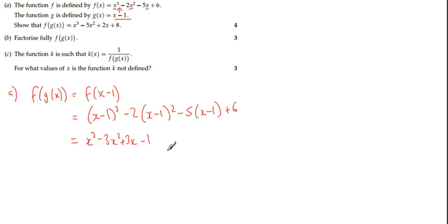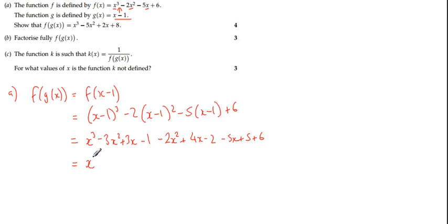I'd imagine you're comfortable with that. You don't need to watch me breaking out brackets. This is minus 2 times (x minus 1) all squared. Be very careful with your signs here, your negatives. But it should end up being minus 2x squared plus 4x minus 2. So this bracket here becomes minus 5x plus 5, and then your plus 6 at the end.